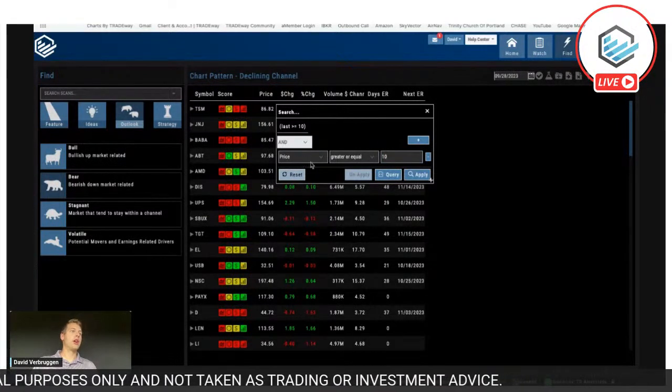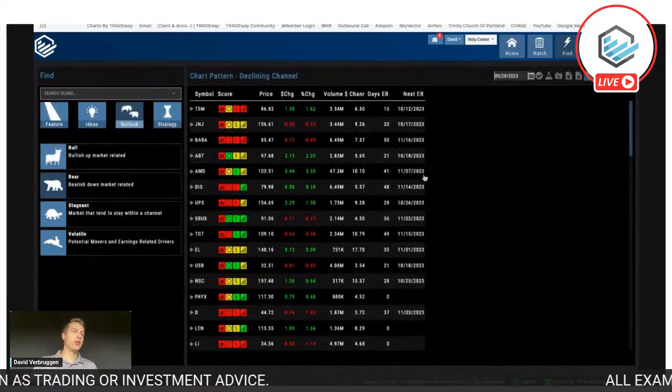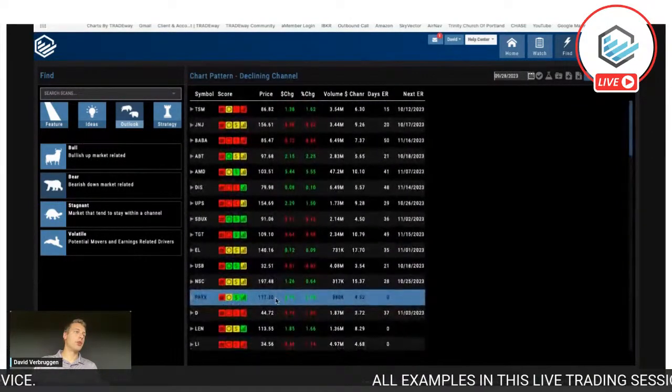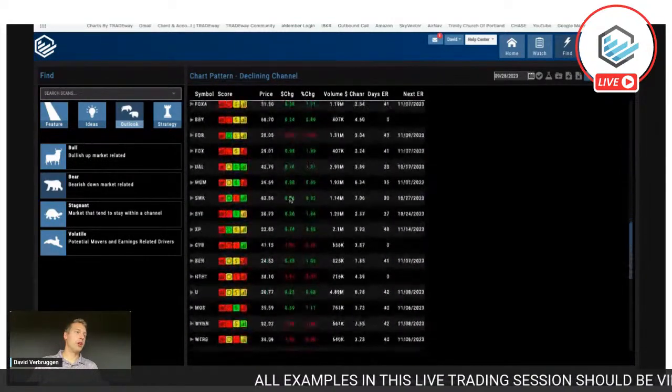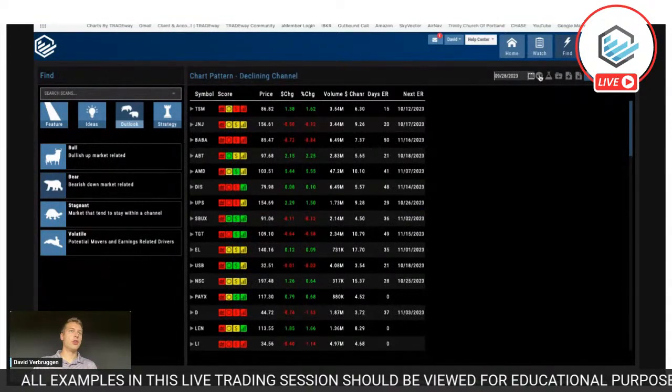Only stocks that are $10 or more, right? If I'm going to filter for that, I can apply that. And then it should filter out ones that are less than $10, right? And I don't see anything less than $10 in there right now. So that's great.